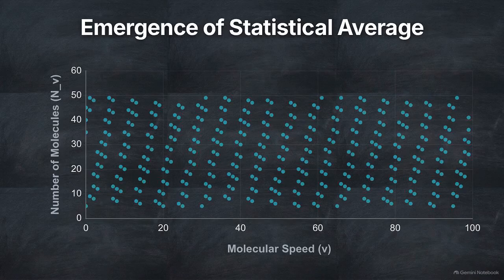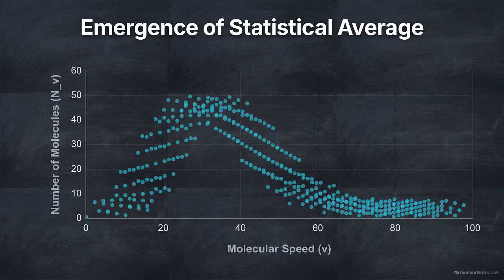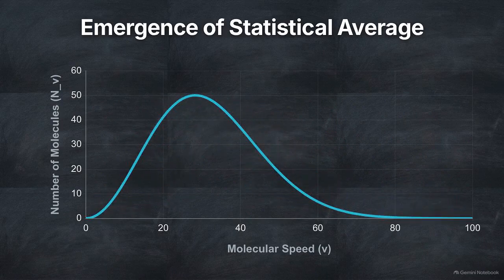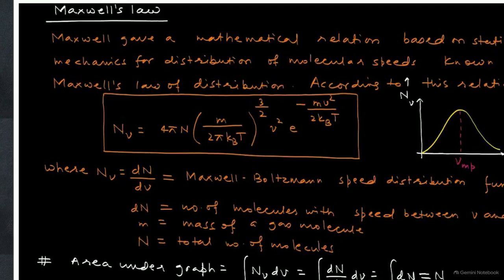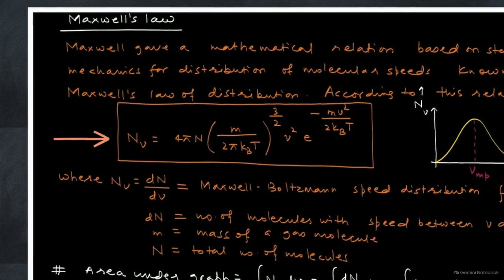Understanding the whole system required physicists to move past the individual particle and calculate the statistical average. This is the mathematical relation Maxwell proposed for the distribution of molecular speeds. The term n sub v is the Maxwell-Boltzmann speed distribution function. On the right side, we find the physical variables: mass, m, temperature, T, and total number of molecules, N.